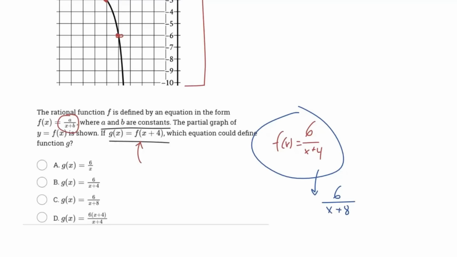Right? Because you have to remember that something like x plus 2 would be a shift to the left. Something like x minus 2 would be a shift to the right. And therefore, our final answer here is 6 over x plus 8, and therefore C is our answer.